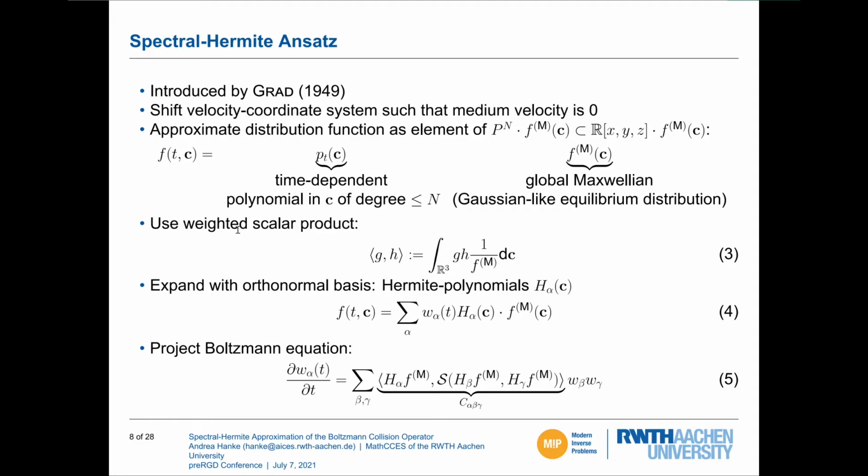As mentioned before, we need to use a weighted scalar product. We expand our approximation space with the orthonormal basis set. For that, you use the Hermite polynomials, which are orthonormal with respect to exactly this scalar product. And then you have an expression for your distribution function as a sum over all weights and all basis functions, multiplied by the Maxwellian. So then you can simply project the Boltzmann equation, and this gives you a linear system of equations, which you can typically solve numerically.